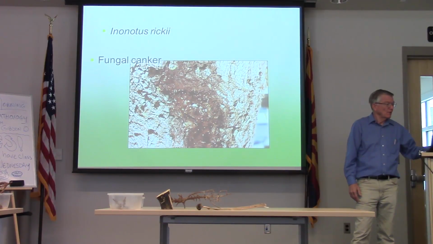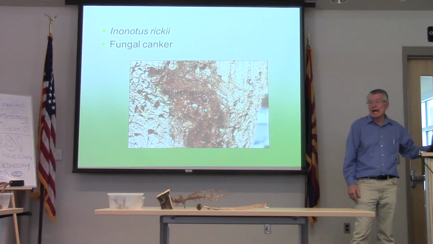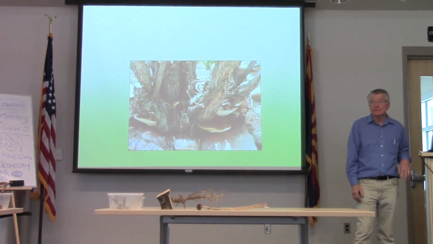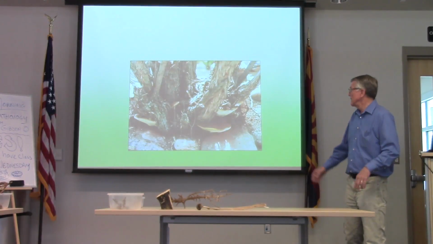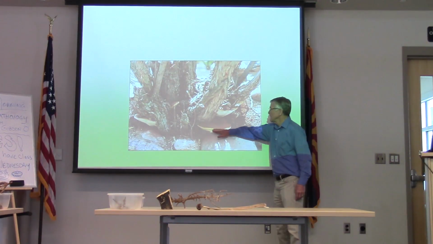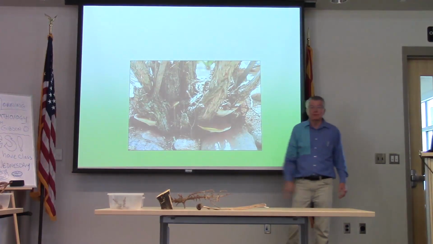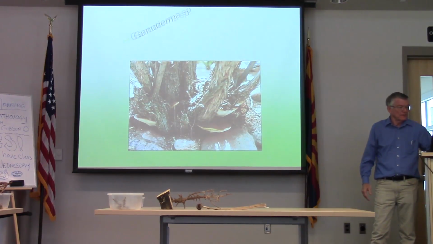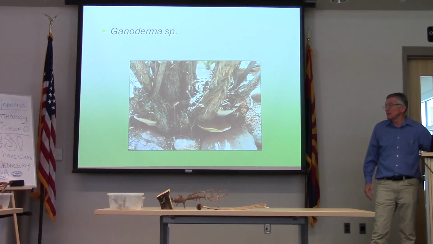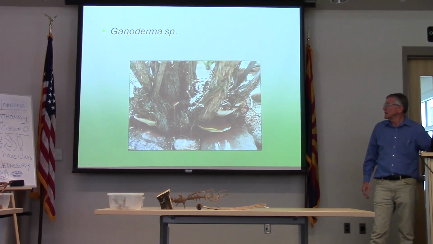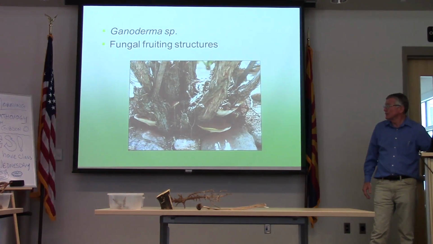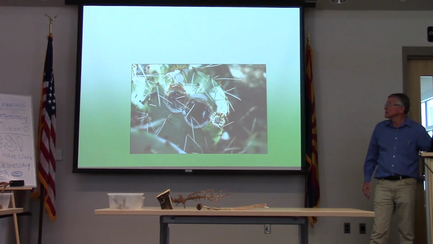This is heart rot. It's a fungal canker. It gets into the inside of the tree and it tends to rot out the center part of the tree. Here's a fruiting structure of one of those heart rot fungi coming out of the tree. I passed around that one example earlier. This is Ganoderma, which is becoming more and more of a problem in Arizona. Fungal fruiting structures. They're beautiful, but they can be a challenge.